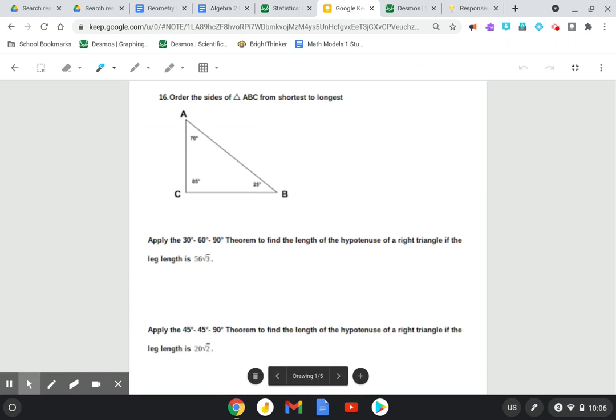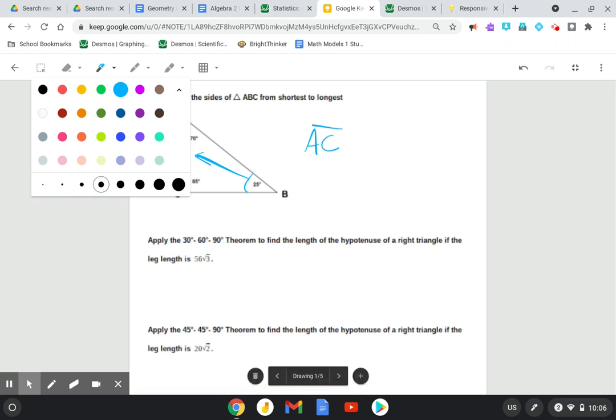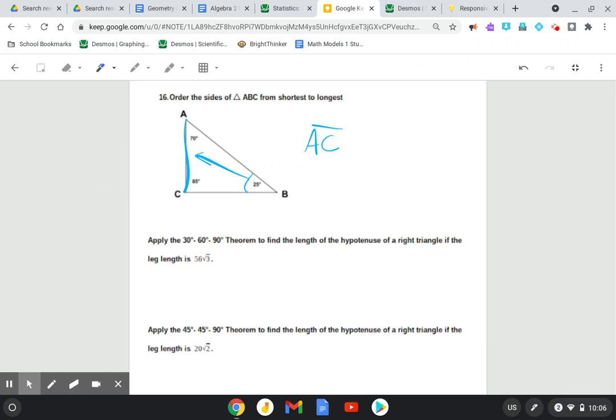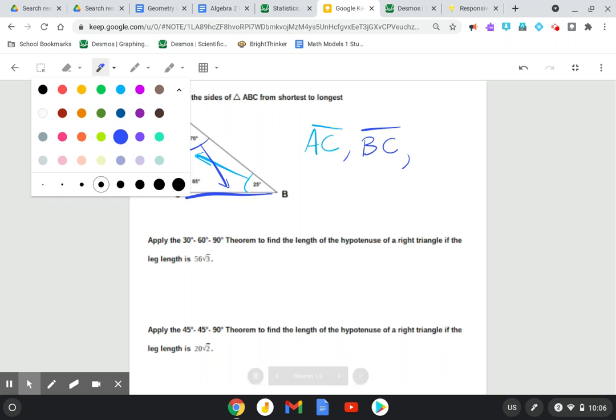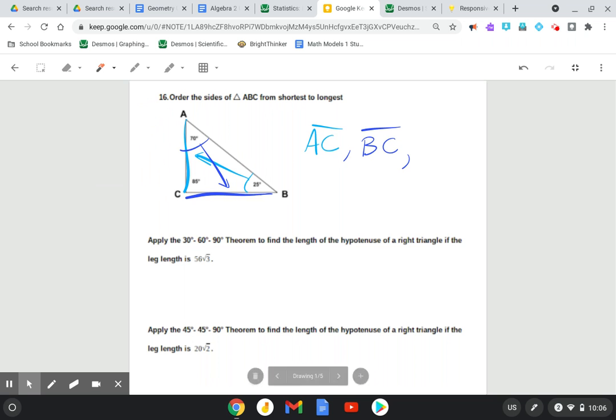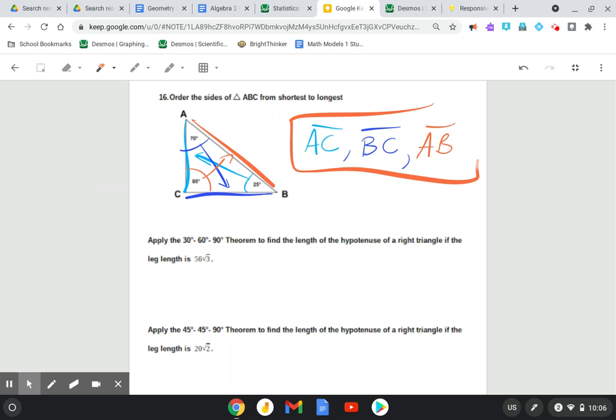This one is similar. We have the angles now, and now we want to find the sides from shortest to longest. So we start with the smallest angle, which is angle B. Angle B goes with side AC, so AC is the shortest side. Then we see that angle A is the next, so that goes with side BC. So BC is next. And then, of course, lastly, the biggest angle is 85, which goes with AB. And so that is the lengths ordered from shortest to longest.